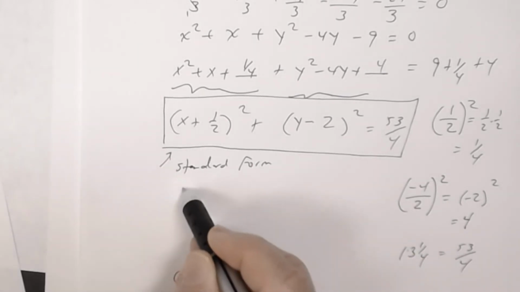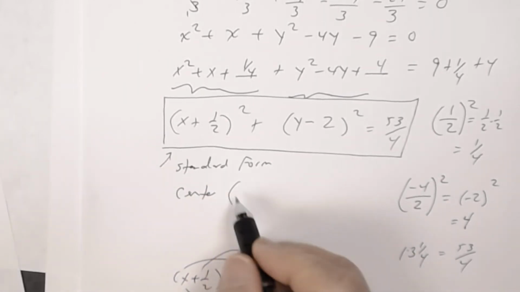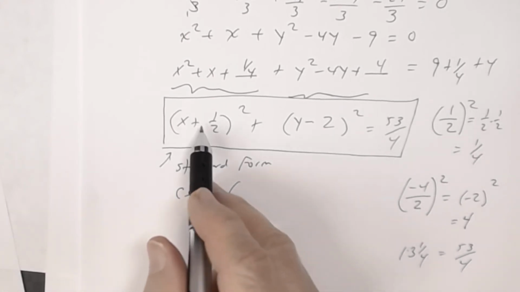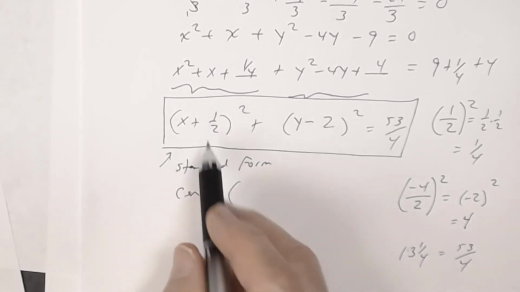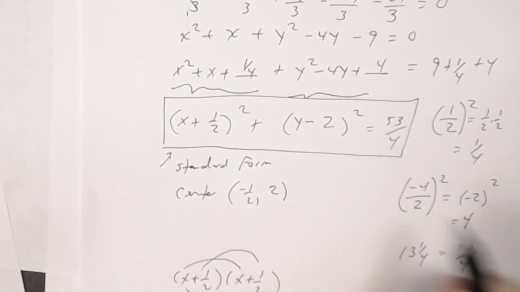Okay, now what's the center? Well, the center is what? Is the x-coordinate a positive 1/2 or a negative 1/2? It's negative because remember it's x minus h, so x minus a negative 1/2. And then this would be what? 2. Now let's talk about the radius.